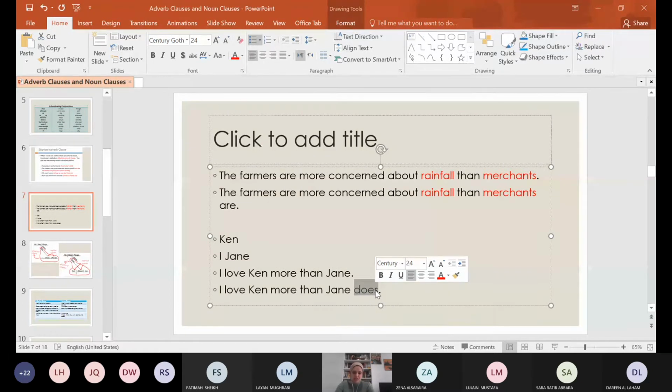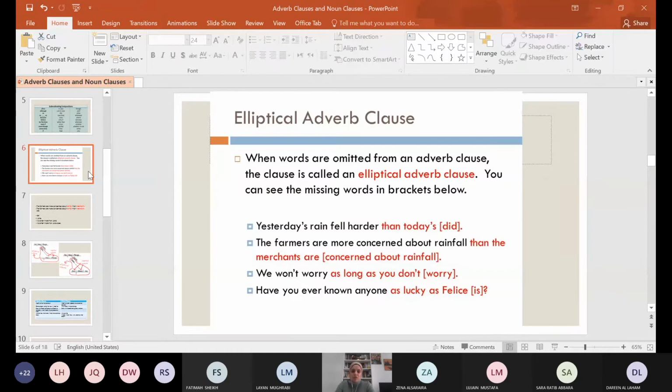So let's see these sentences again. The farmers are more concerned. So farmers are concerned and merchants are concerned too, but we eliminated "concerned about the rainfall." Have you ever known anyone as lucky as Phyllis? It should be "is." As lucky as Phyllis is, and she stopped. It is also a dependent clause.